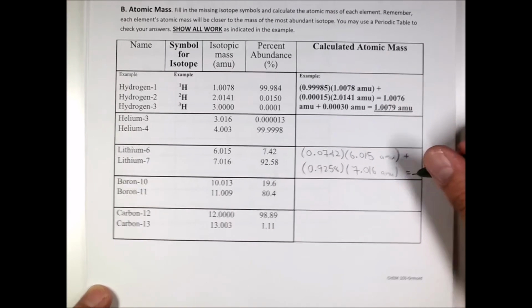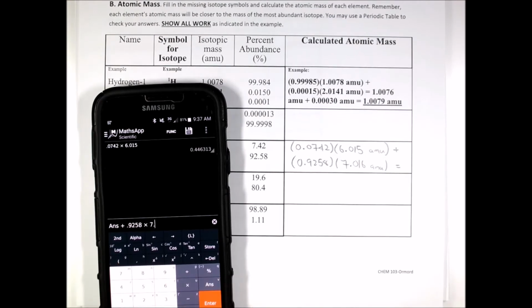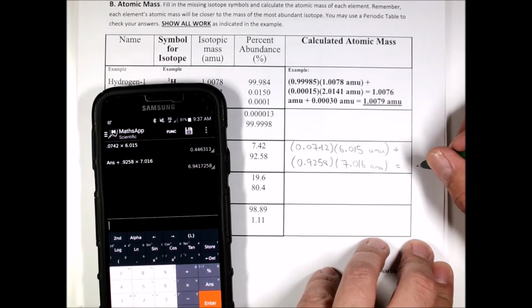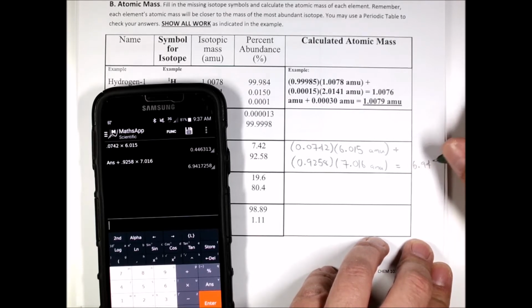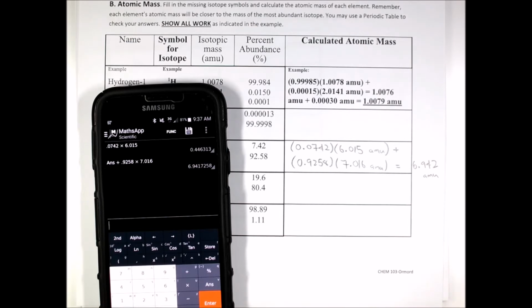Didn't leave myself enough room, but that's okay. 6.942. And the units are AMU. And am I going to be particular about sig figs on these? Nope, because everything here is table information. I usually take it to 4 or 5, just because. Just take it to a couple sig figs and you're fine.